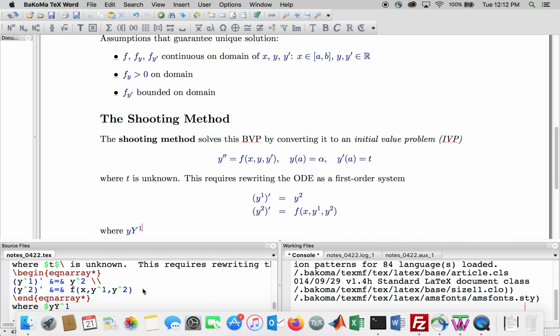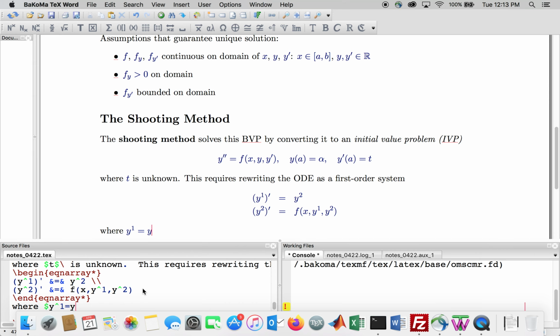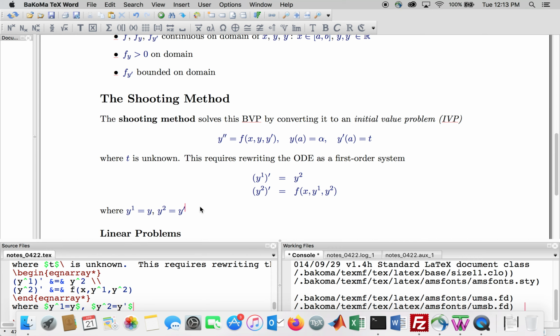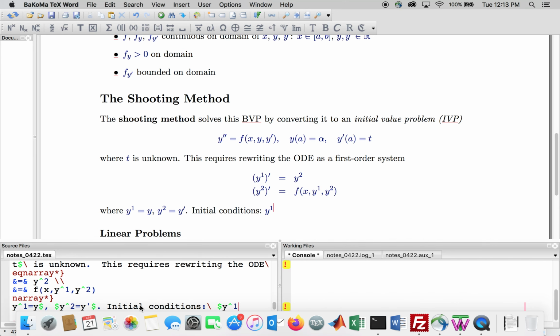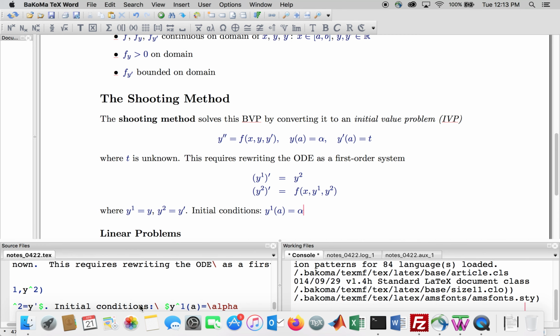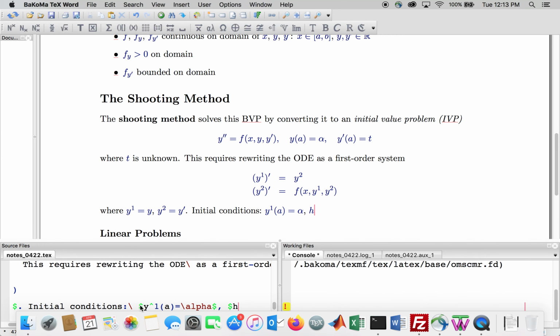So y1 corresponds to y, and y2 represents y prime. Now we have a system involving only first derivatives of these two variables, y1 and y2. So you can apply a time-stepping method to solve this system of ODEs. The initial conditions are y1 of a is equal to alpha, the first boundary condition, and y2 of a is equal to this unknown value t.